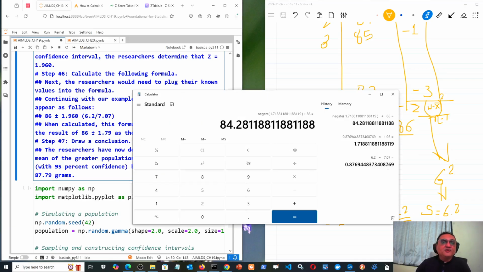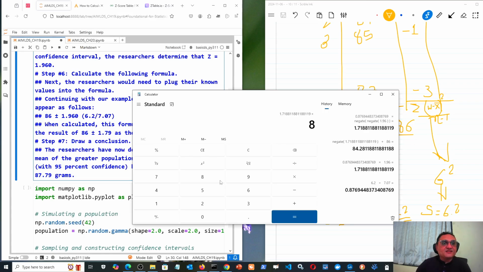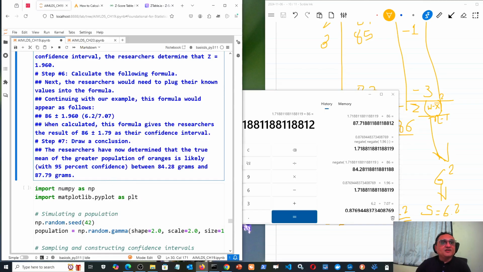And if I want to find the higher value, I do this again, but this time I add it to 86 gram, right? So 86 plus this gives 87.71, or 72. So this is the range that I am getting.